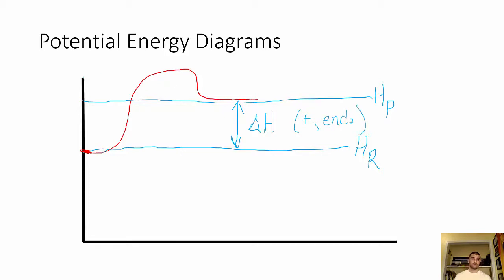All right, and then this right here, well, what is our activation energy? We had to go from all the way down here to all the way up here. So this right here is our activation energy. It's more than the delta H, because we had to put in more energy to get it going, and once it's going, it held on to some of that energy and didn't release all of it. So that would be an endothermic potential energy diagram.